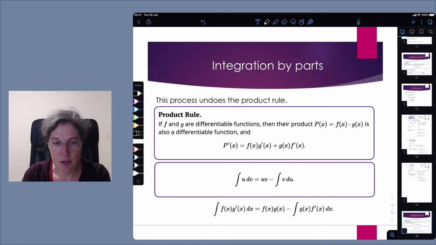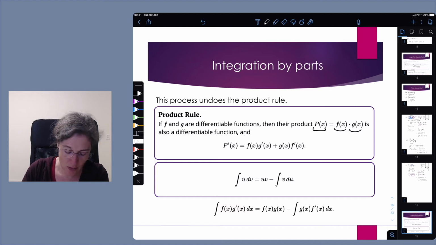Next topic. So we've just dealt with how we undo the chain rule. Now we're thinking about what happens if we want to undo integration by parts. So just to remind you, integration by parts is undoing the product rule. So our product rule: if we've got some function p of x which consists of an f times a g, then the derivative of that product is, whichever way around you prefer doing it, write down the first function, take the derivative of the second, and add to that, writing down the second, take the derivative of the first.